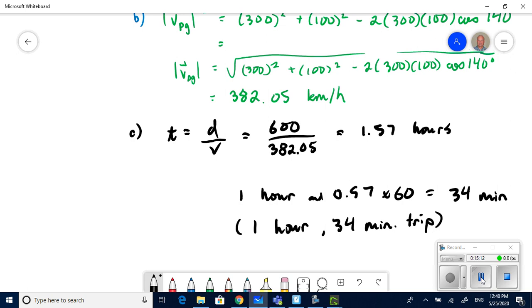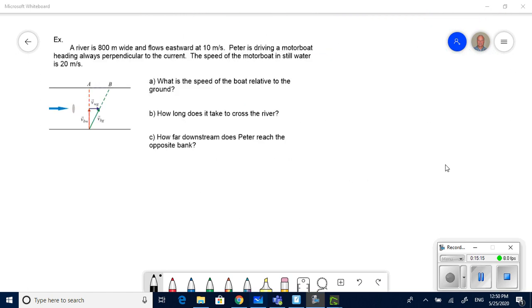Okay, on to the next one. All right, next up is another river and boating problem. An 800-meter wide river flows eastward at 10 meters per second. Peter's driving his motorboat heading perpendicular to the current.